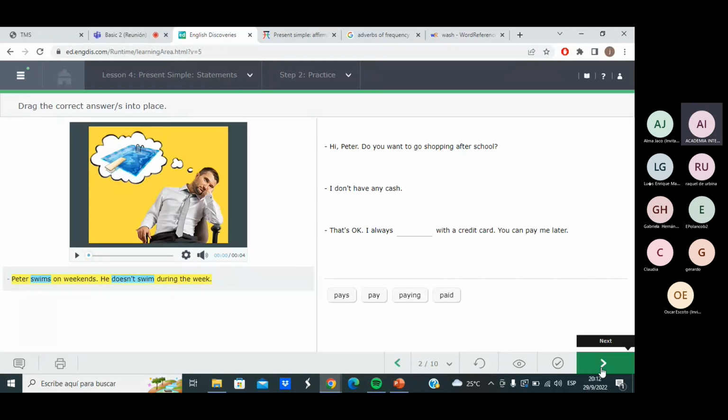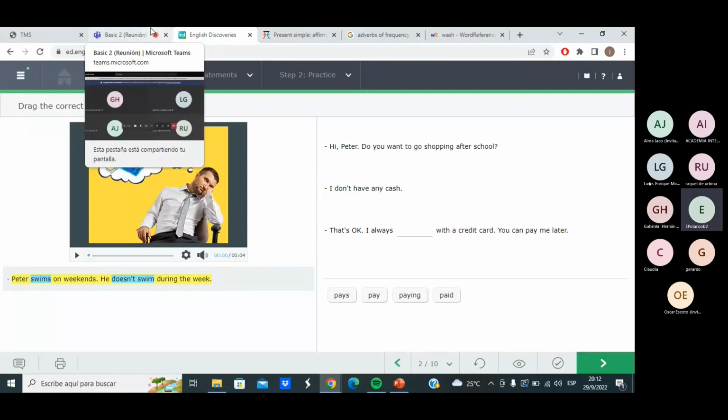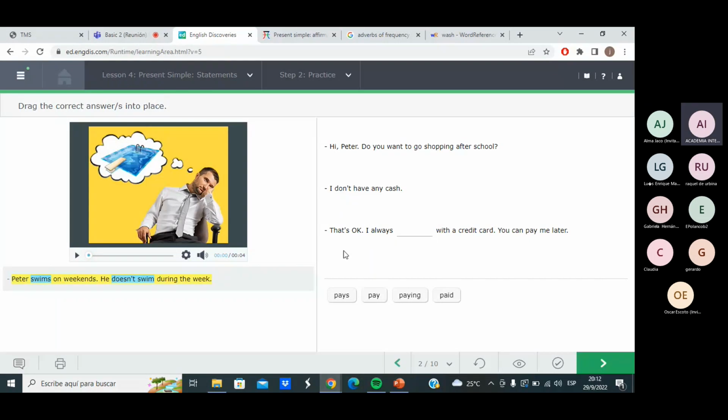Somebody, would you like to try? Pay. Okay, but can you read the whole sentence with the word that is missing here? I always pay with a credit card. You can pay me later.